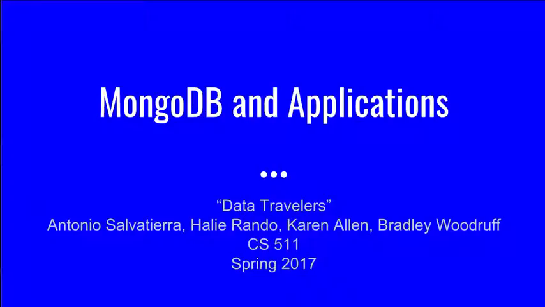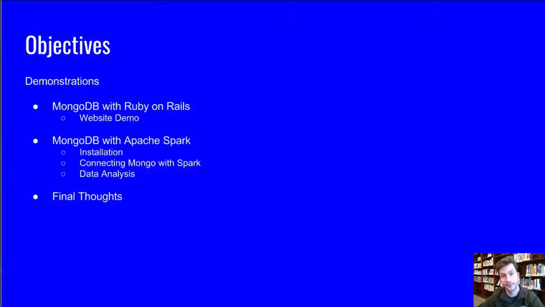The tool we chose to work with was MongoDB, and this presentation will introduce MongoDB and demonstrate some applications that can be paired with it. Objectives for this video are as follows. First, we will demonstrate MongoDB and Ruby on Rails along with a simple website demo. Next, we'll pair Mongo and Apache Spark. We'll show the installation, connecting the two together, and a little bit of data analysis with them, and then we'll close up with some final thoughts about the tools.